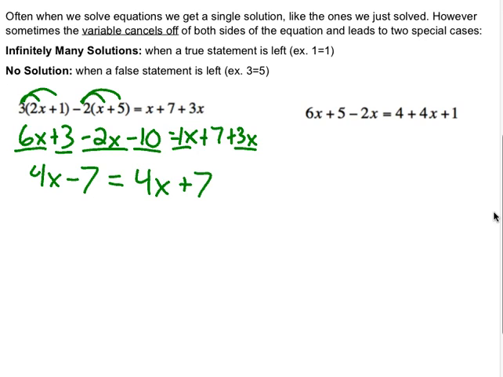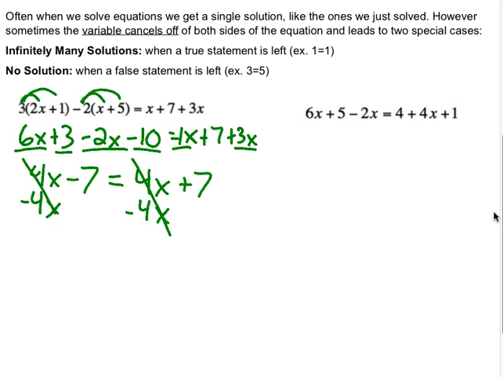So again, notice just how much more manageable this looks by simply combining everything, cleaning it up right away. So now notice I have my variable on both sides of the equation again. So what I'm going to do is get rid of it. I can get rid of it by subtracting 4x, and I need to do that on both sides.